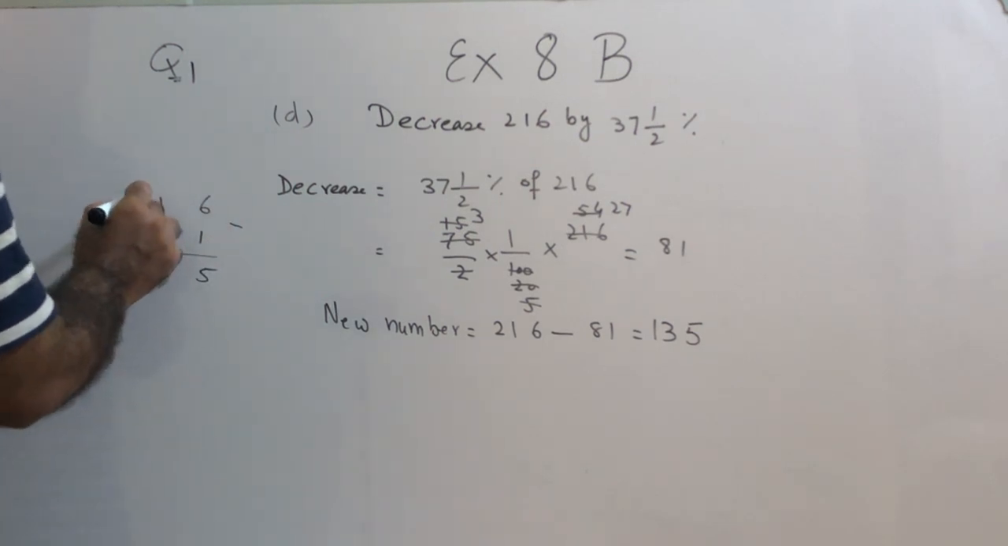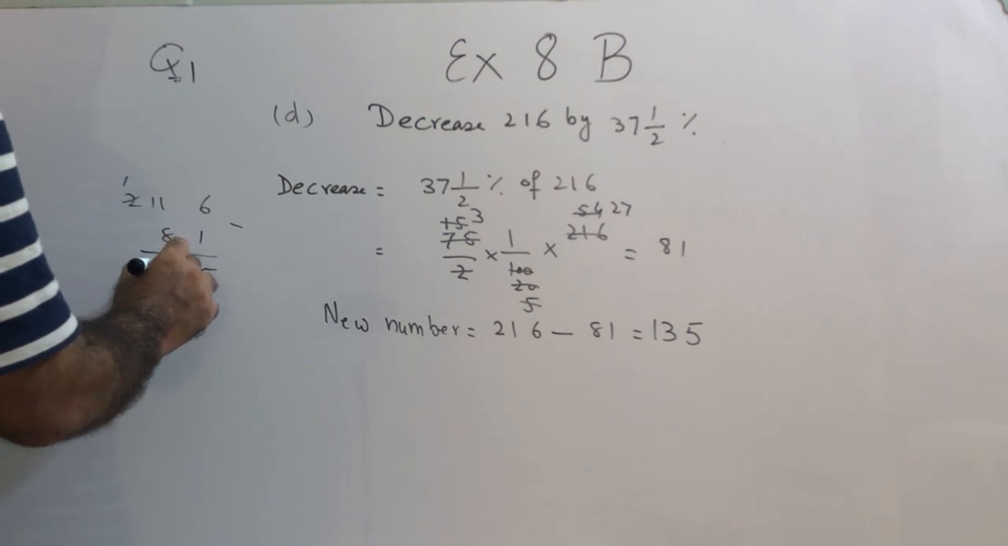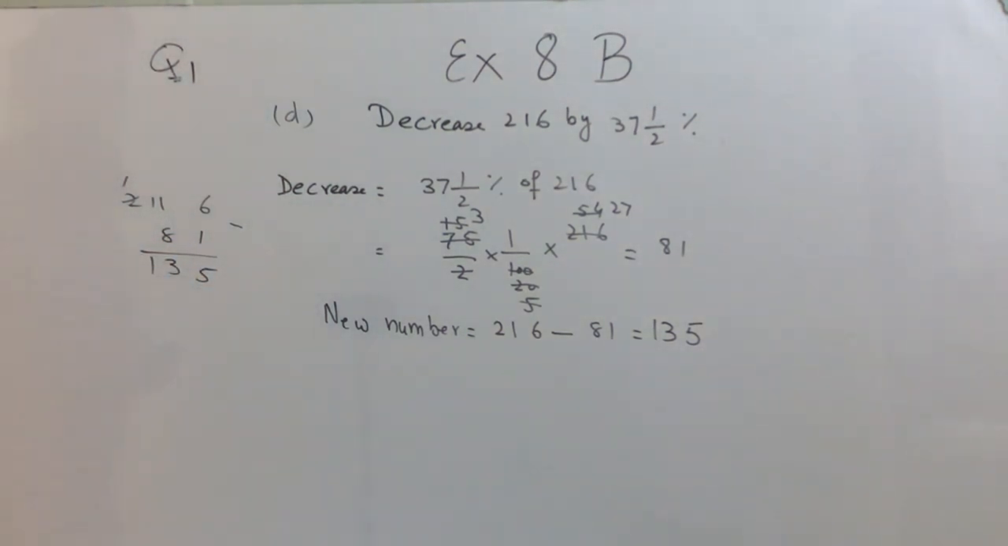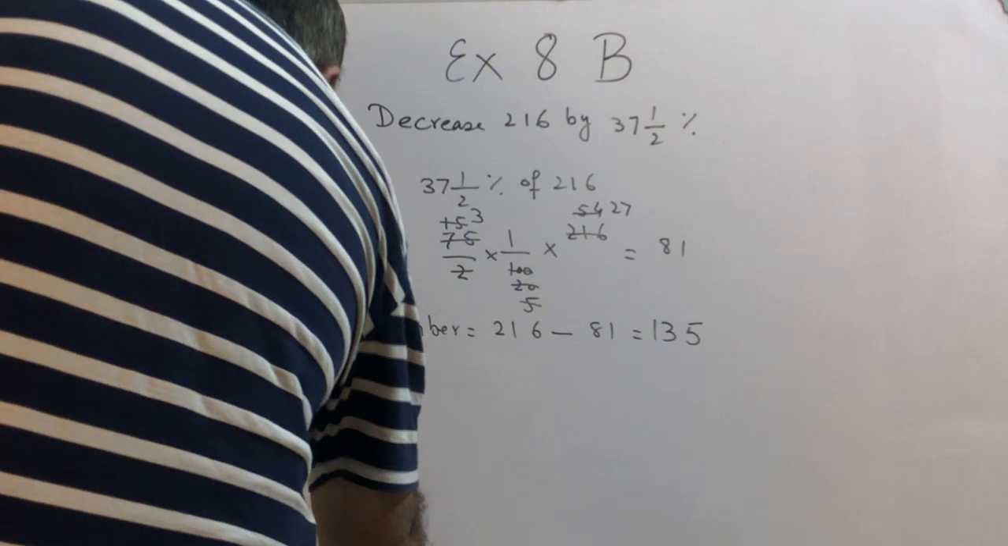So here we have 135 is the answer. After decreasing 216 by 37.5%, we will be getting the new number as 135. So we have done parts A, B, C, D. Fortunately, all the parts have the same procedure, the same process. If you can understand one of these parts, you can easily do the rest of the parts.